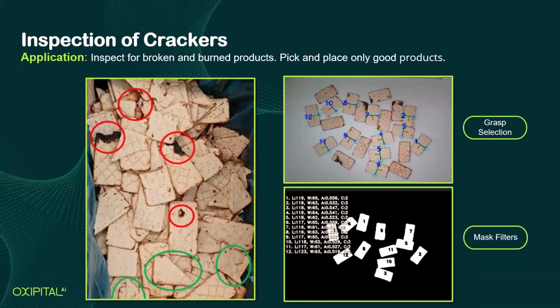Our AI-enabled vision solutions make sure that you aren't packaging pieces of broken crackers or burnt products. This helps increase quality and reduce labor associated with removing bad product.